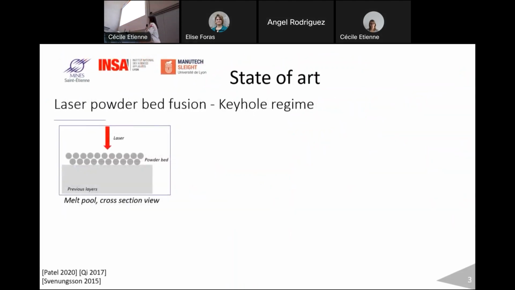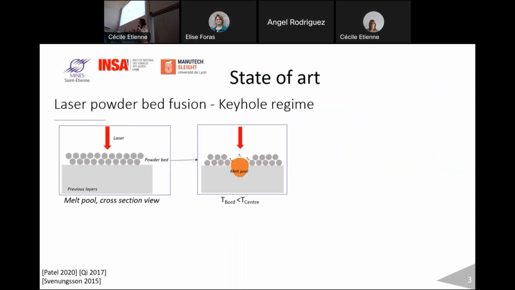In my case, I'm working in a specific regime, which is the keyhole regime. I will explain what it is now. First, the laser hits the surface and the material absorbs the energy of the laser and creates a melt pool near the laser beam.